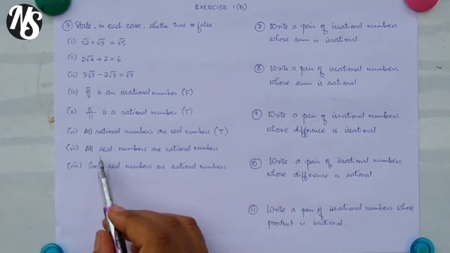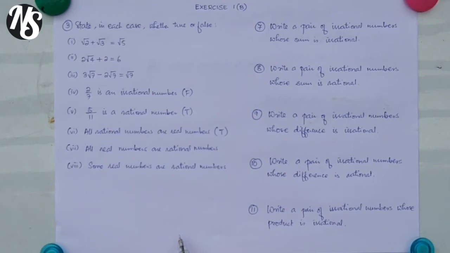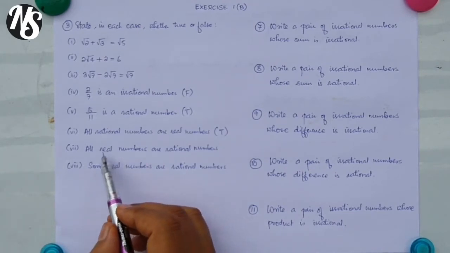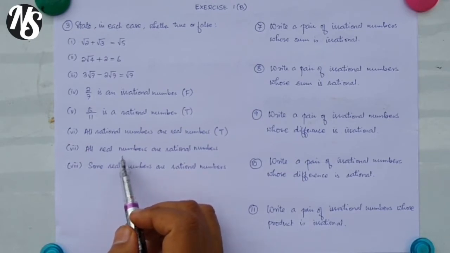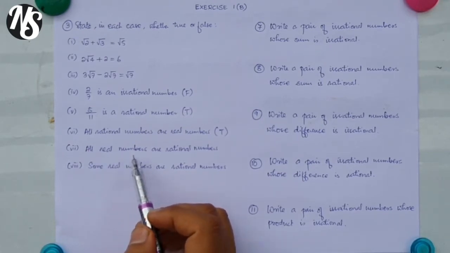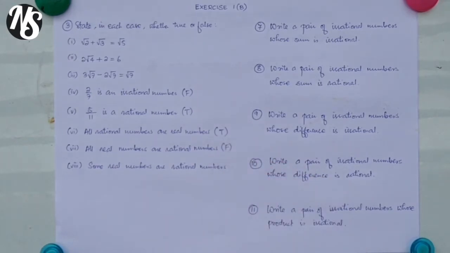Now next is, all real numbers are rational numbers. Is it true? No, because in real numbers we have irrational numbers also, remember. So that's why all real numbers cannot be considered to be rational numbers. So we will call it false.